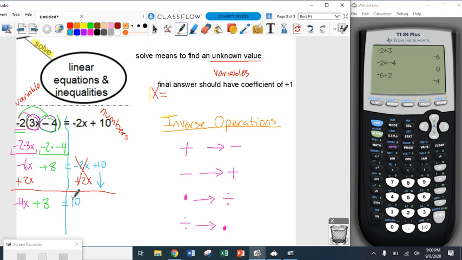What's next? The next step is to move our positive 8 to the right-hand side. We do this by using the inverse of addition. The inverse of addition is subtraction. So I subtract 8. What I do to one side, I have to do to the other. And I get a 0 pair here. Then I am left with negative 4x on the left-hand side.